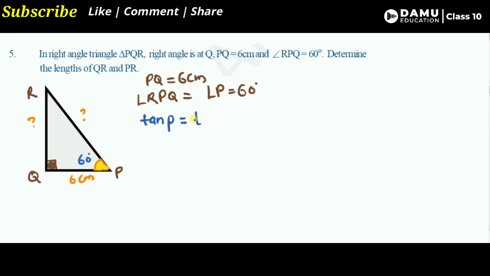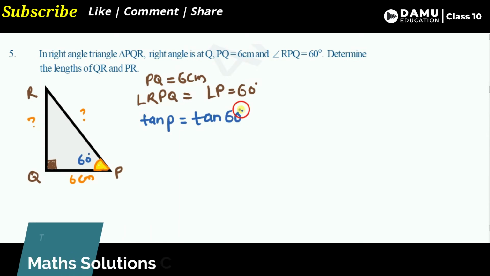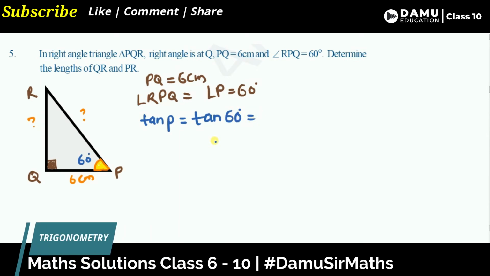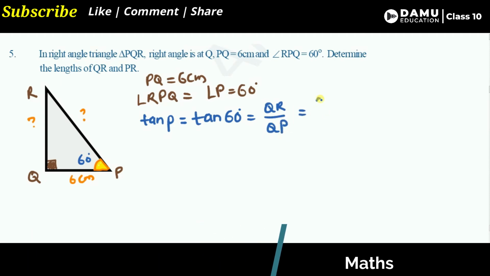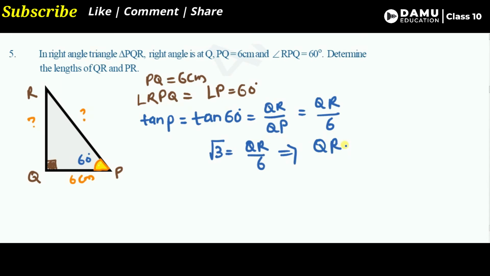So tan P here is equal to tan 60 degrees. So tan 60 degrees is equal to what? Opposite side by adjacent side. That is QR by QP or PQ. So QR, keep it as it is, by QP, that is 6. So tan 60 degrees is equal to root 3. So root 3 will be equal to QR by 6. That implies QR will be equal to 6 root 3. So that is the case here, 6 root 3 centimeter.